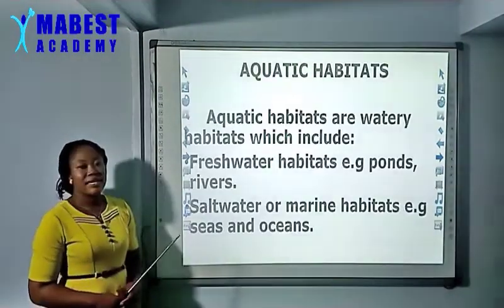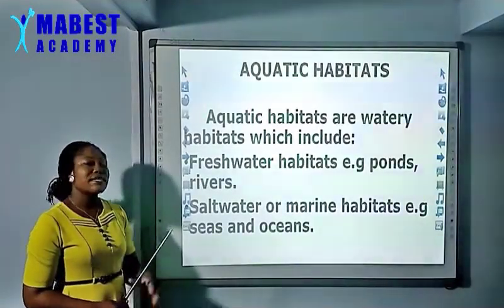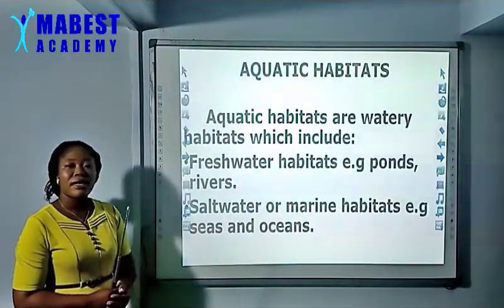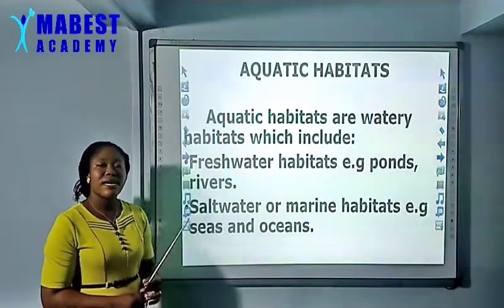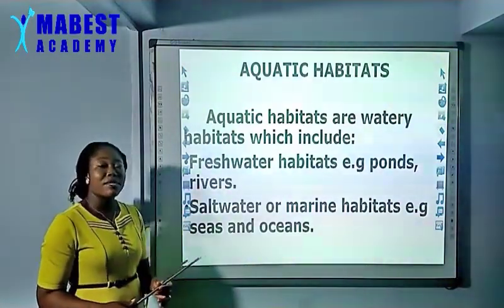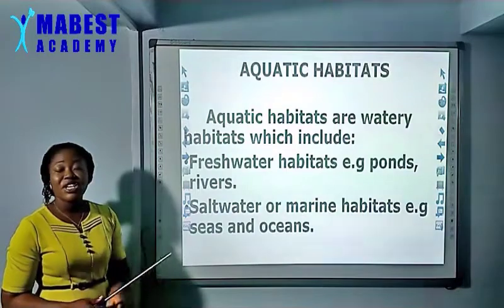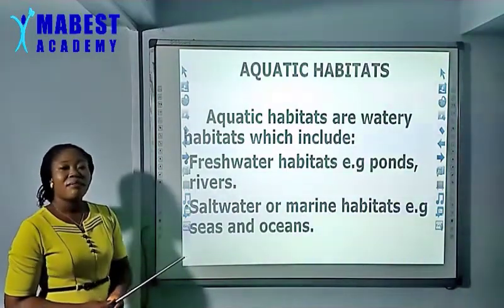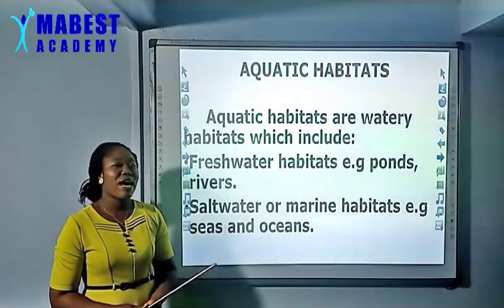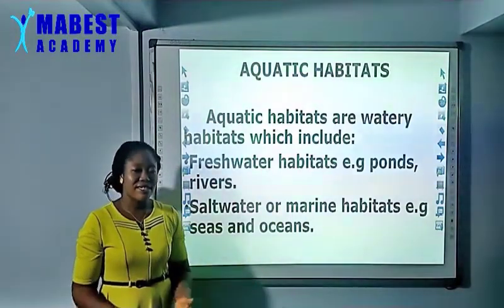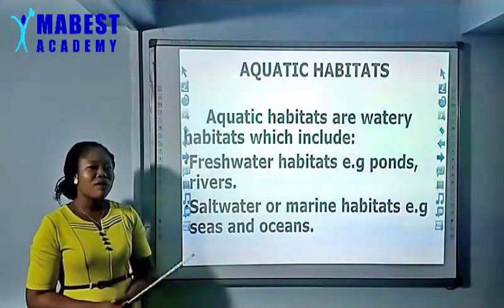Now, once again, the topic for today is aquatic habitats. What is an aquatic habitat? Aquatic habitats are watery habitats. That means habitats where we have water bodies, only water bodies.